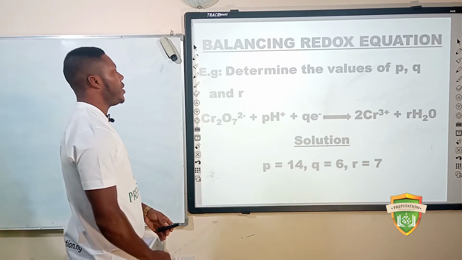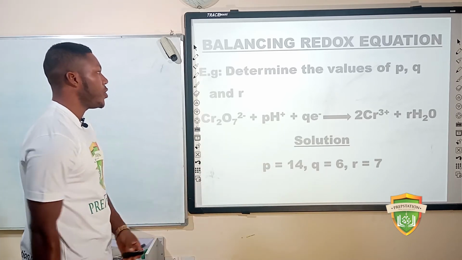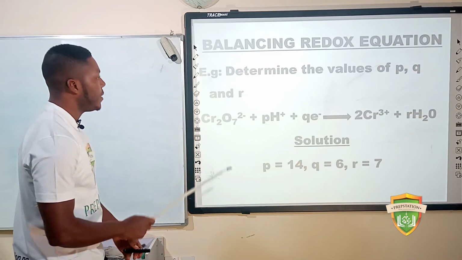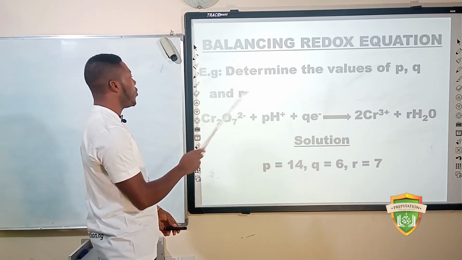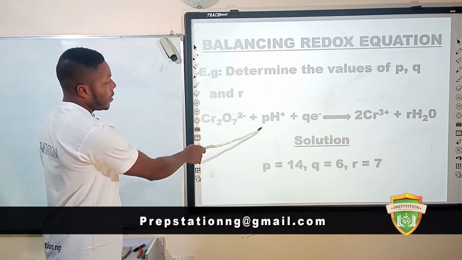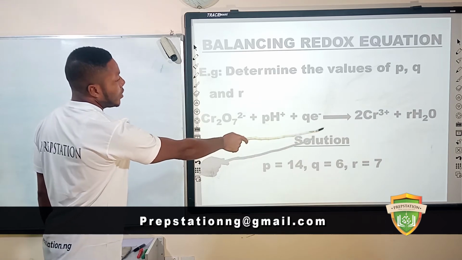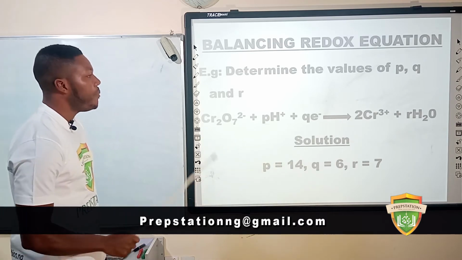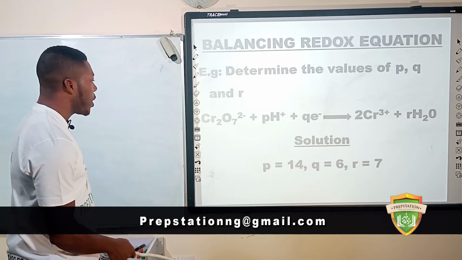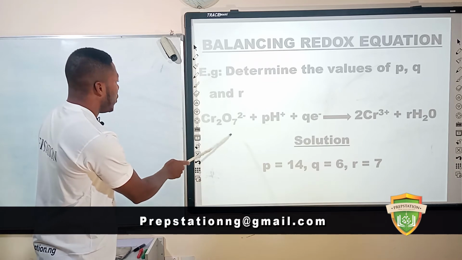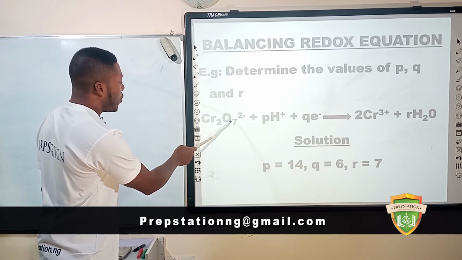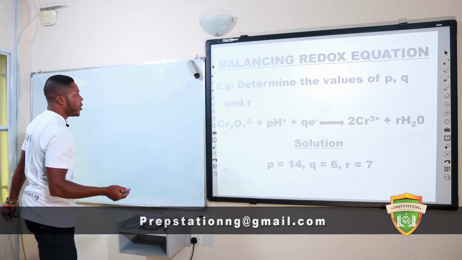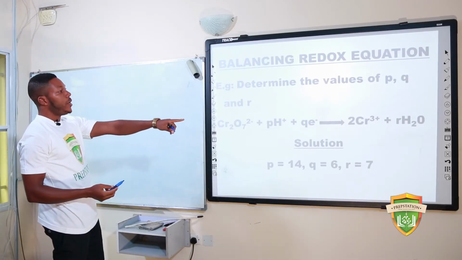Balancing redox equation, the overall redox equation. Now this will take us a process. The question might come like this: determine the values of P, Q, and R. P, Q, and R. How am I going to get my P? In this case, we balance oxygen using molecules of water. Balancing redox equation. Determine the values of P, Q, and R.